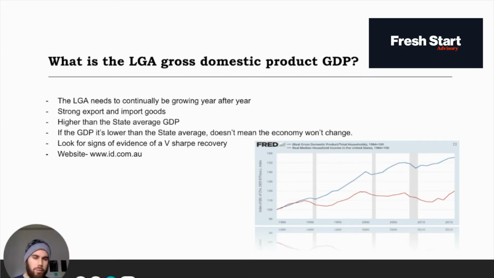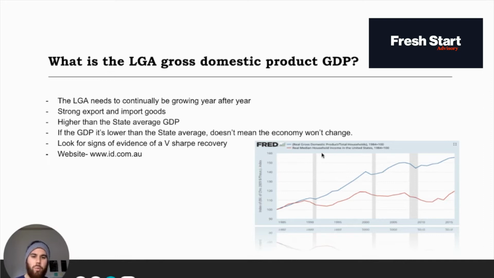Your industries, what are they doing in this market? Are they improving? Is the GDP increasing? How much is this certain location that I'm looking to potentially invest in, what's it doing? How much is it having an impact on the Australian national GDP? And so you want to be looking at the growth rates.